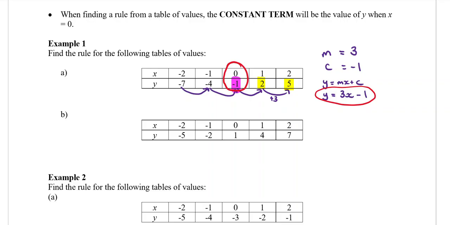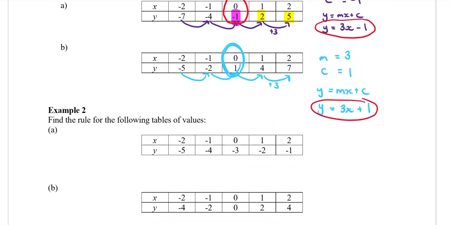Let's try that again a few more times. In part B, we want to find the m and the c first. So going across the bottom here, what are these numbers going up by? Again, they're going up by 3. So that means m is equal to 3. Underneath the 0 is a 1, and that is my y-intercept, 1. Putting those numbers into the y equals mx plus c, I would get y is equal to 3x plus 1 this time. And that's my answer.